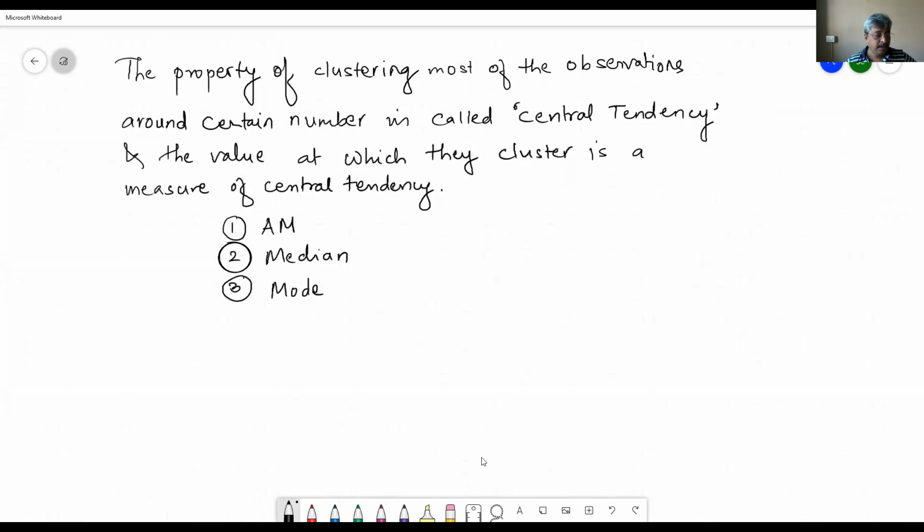Now in arithmetic mean, if you have raw data, then it is very simple. Arithmetic mean x bar is equal to x1 plus x2 and so on, divided by n, the average.